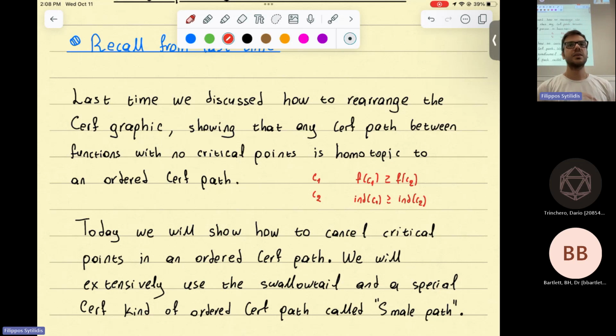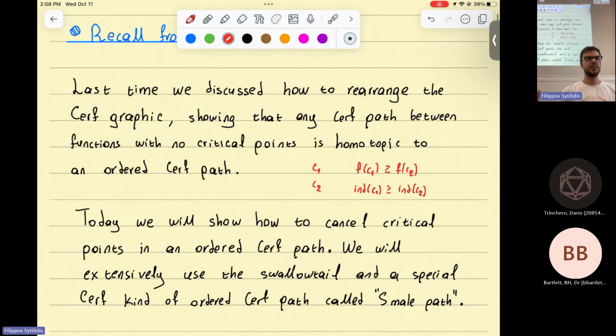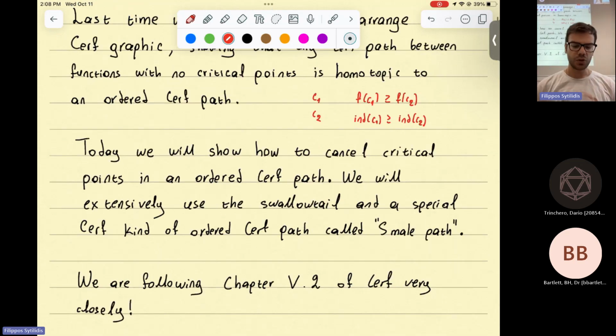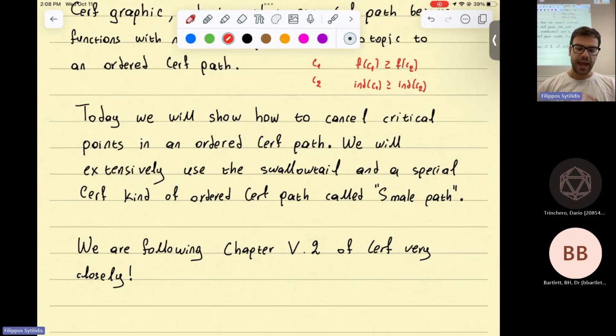But we haven't done anything really yet, like we haven't actually canceled any critical points. We haven't simplified drastically the Cerf graphics. We've just rearranged the order in which the various critical points within the Cerf graphic show up. Today we will show how to cancel critical points. And the input is going to be an ordered Cerf graphic, sorry, an ordered Cerf path.